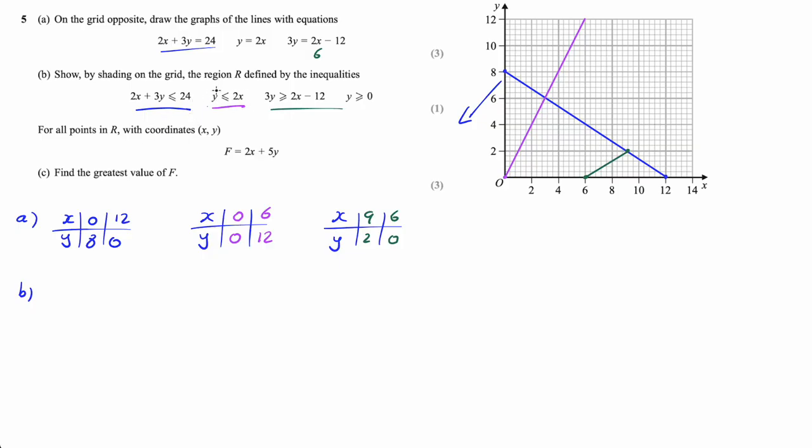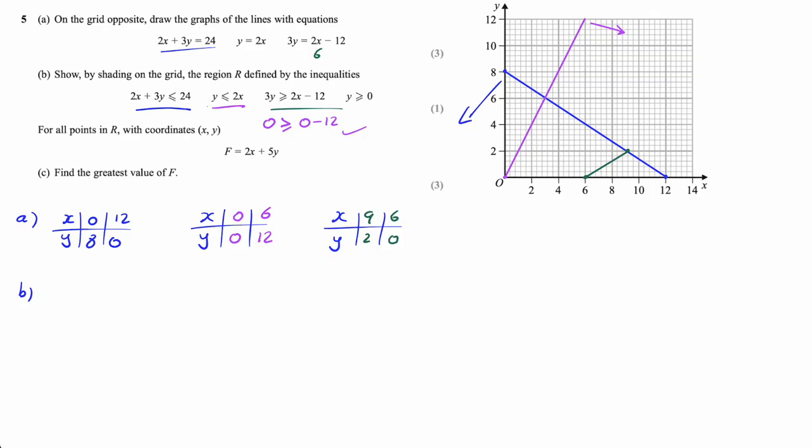Pick a point. Okay, so we can't pick 0, 0 here, but let's pick 6, 0. Would 6 be greater? 6 times 2, which is 12. Is that greater or equal to 0? Yep. So it's going to be this side of the purple line. And then the green line, I'll pick 0, 0 again. Is 0 greater or equal to 0 minus 12? Yes, it is. So it's this side of the green line.